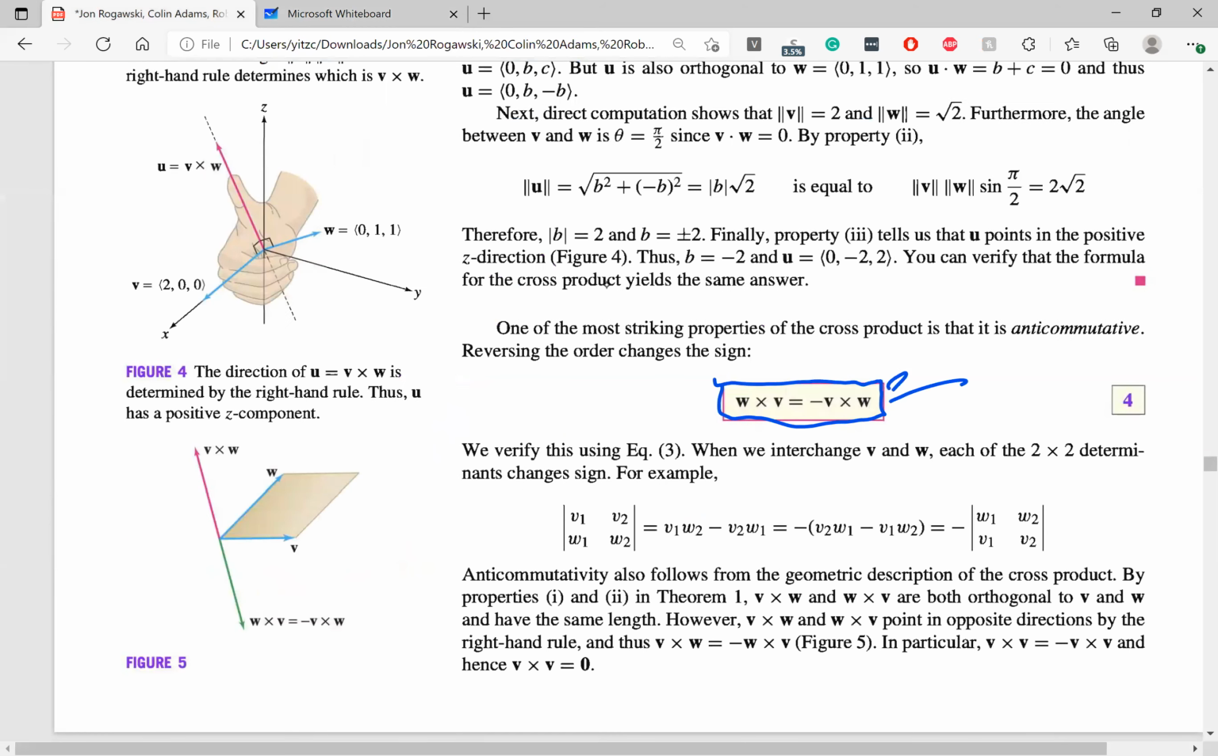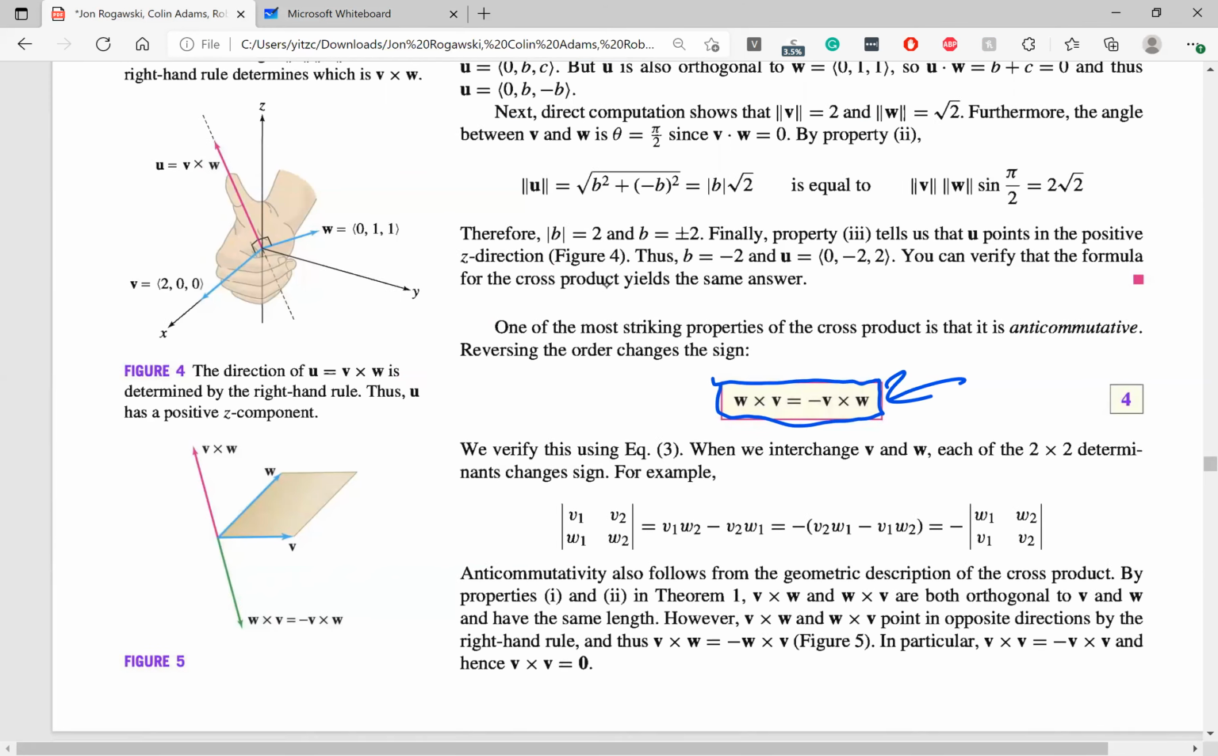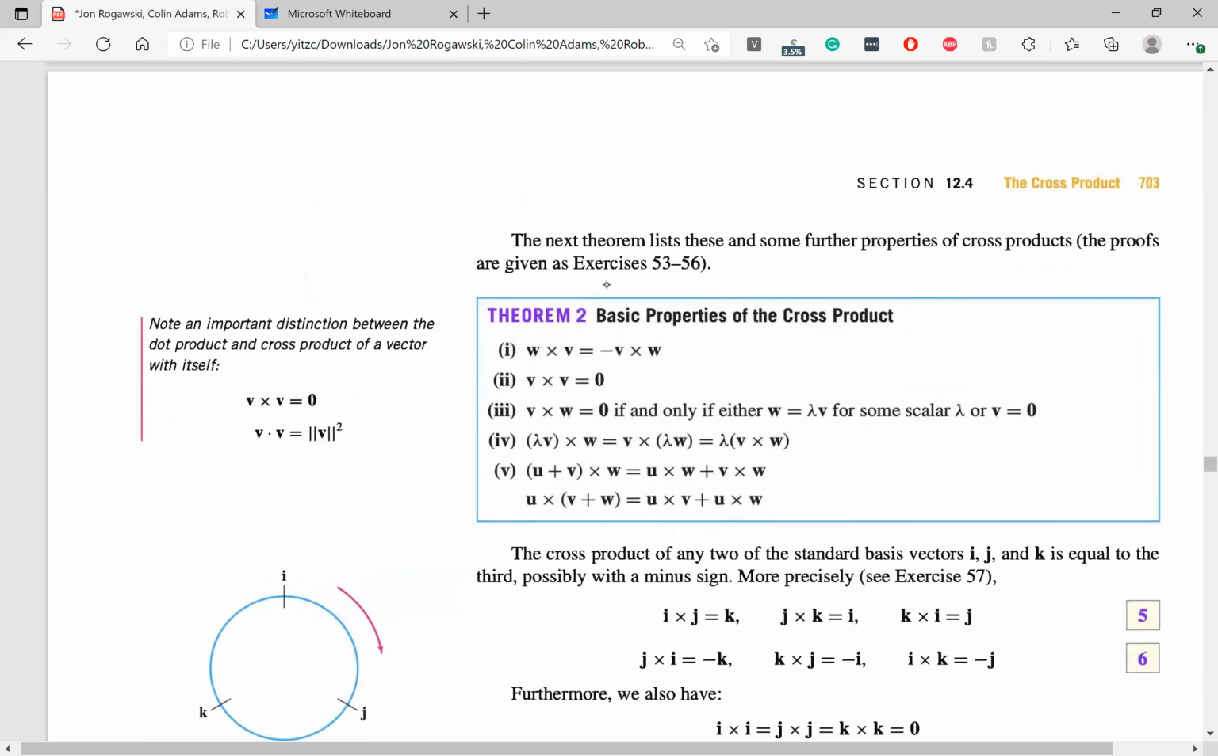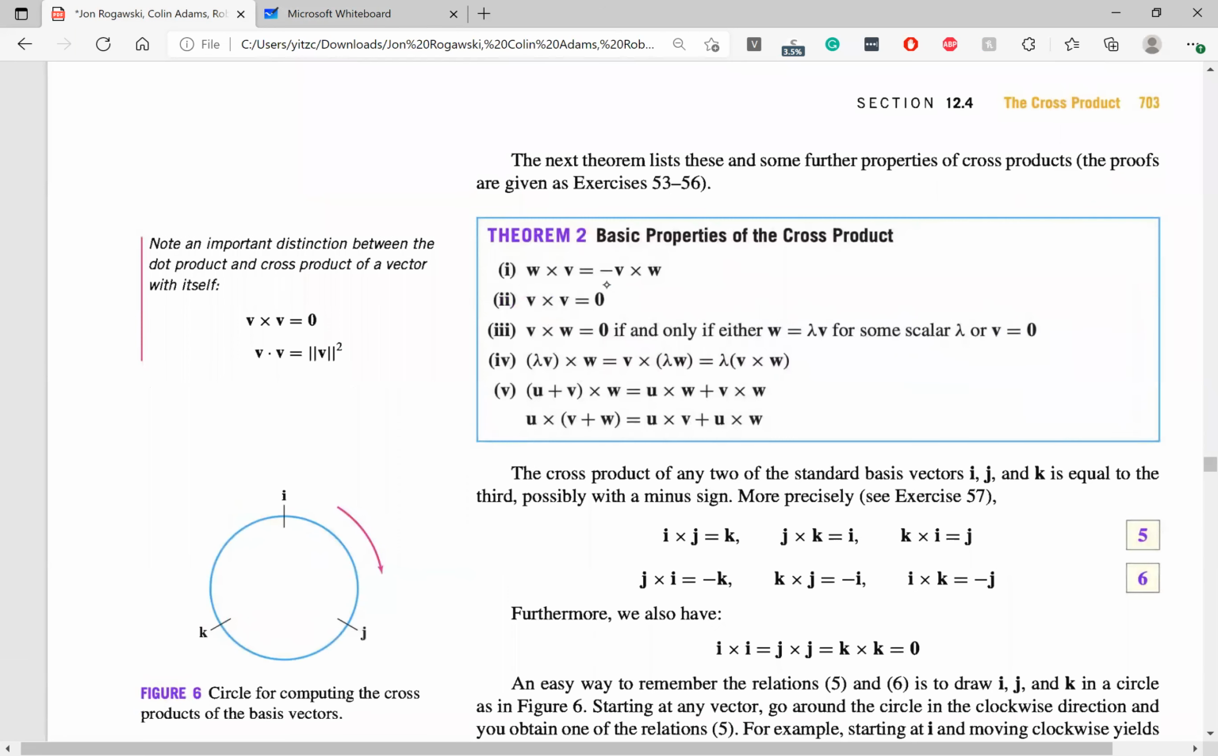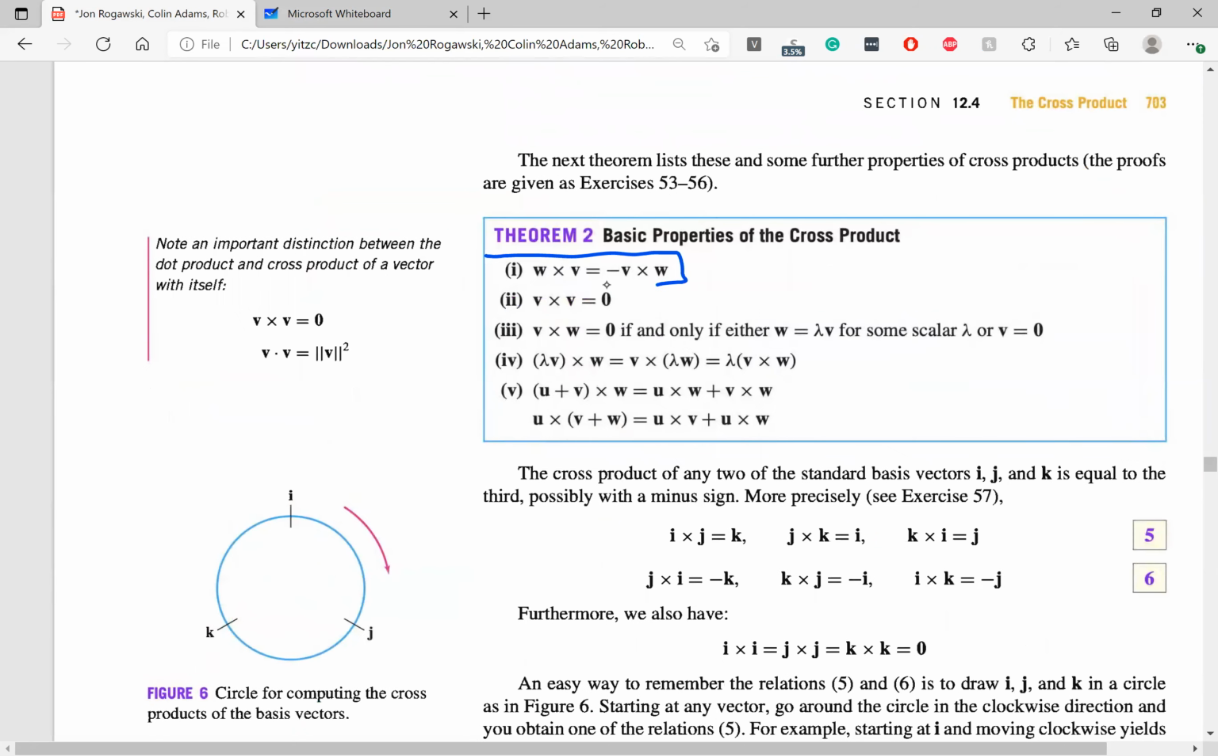So that gives us this formula over here: W cross V is equal to negative V cross W. And so then you get some of these properties. The first one is what we just saw. Can anyone tell me a good intuition for the second one? Same vector, the angle between them would be 0 since sine of theta is 0. Exactly. So you can just use that formula and you figure out the second part.